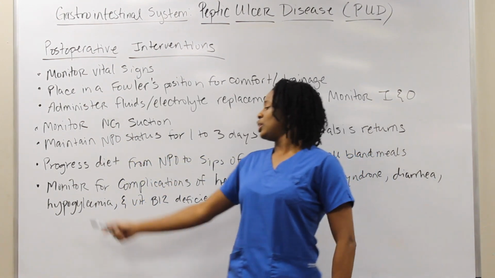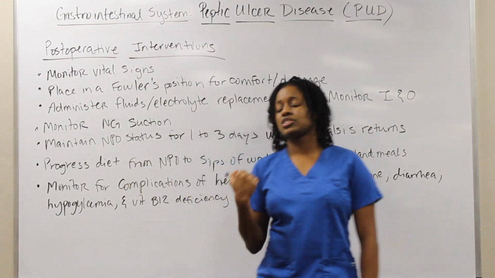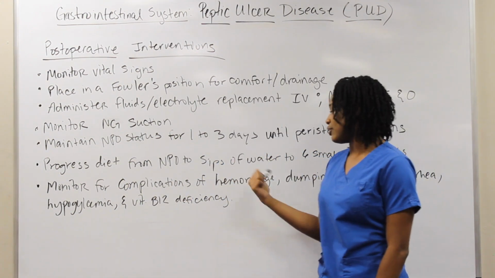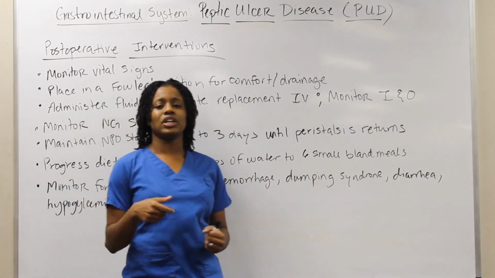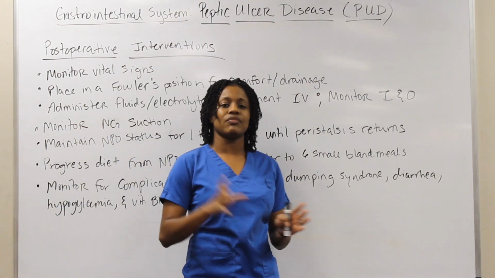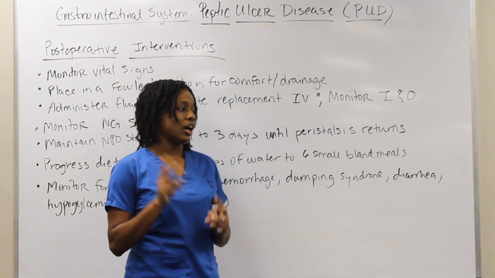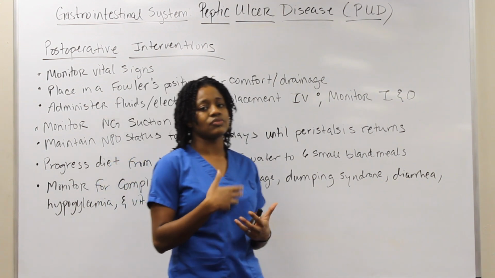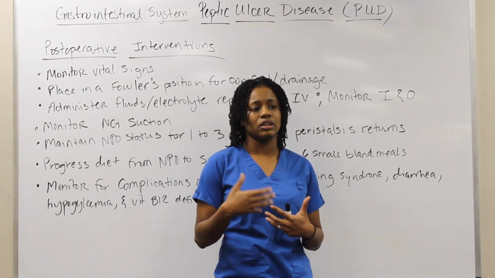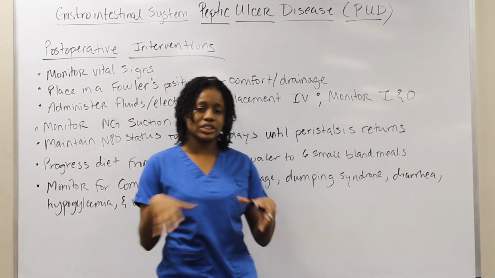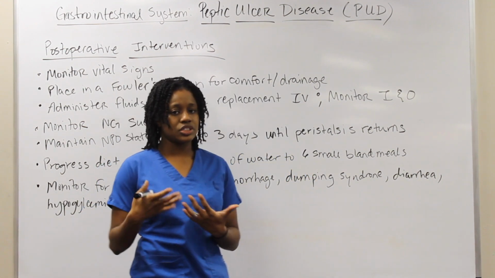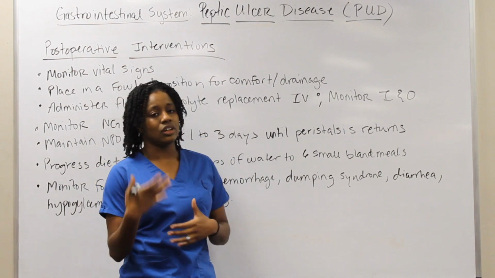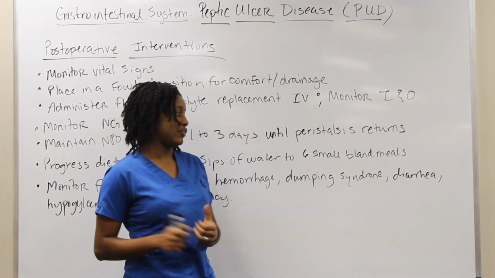And also, you want to monitor for complications. And what are your complications? Remember, we have hemorrhage, and you have dumping syndrome. Dumping syndrome is pretty much whatever you eat goes out of the stomach really fast and dumps right into the small intestines. The abdomen feels very full and distended, and it gives them that uncomfortable feeling, okay? Some can even have nausea or vomiting, depending on how bad they feel, okay?